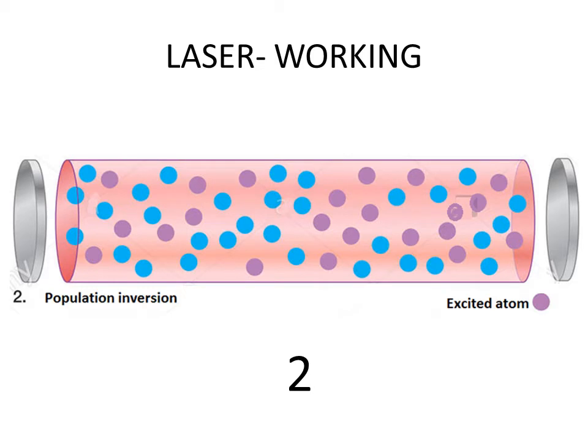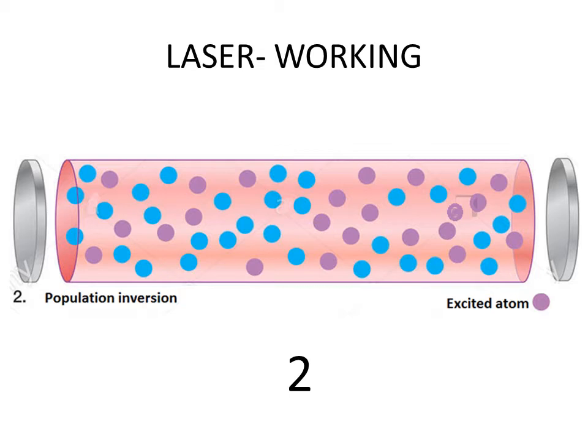And the next process: we have most of the atoms in the ground state. The second step is to create a situation which we call population inversion. Population inversion is a situation in which the upper energy levels will be more populated than the lower energy levels. So that means the majority of the atoms were in the ground state, and those atoms should be given energy so that they can go to the upper energy level.